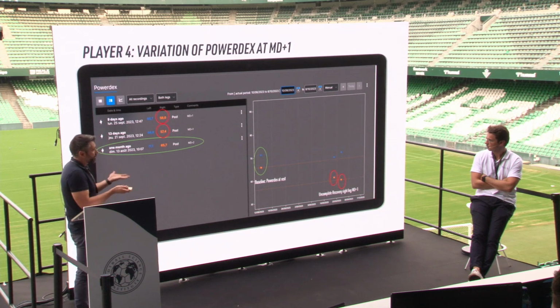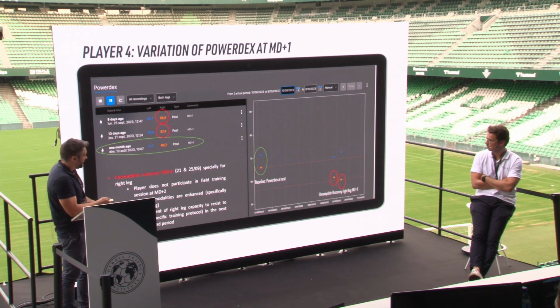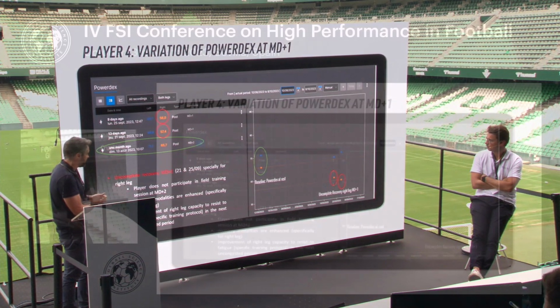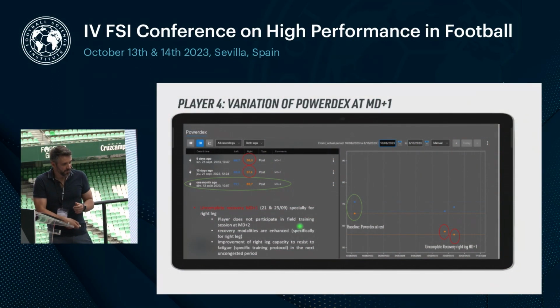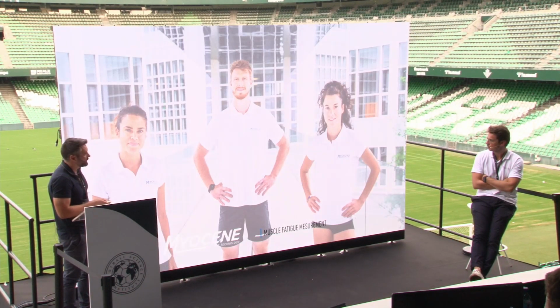So here we try to discover what happened. He didn't have a previous injury that explained this, but it happened, so he was not able to participate in match training session +2. We enhanced the recovery modalities, and of course we need to do something, maybe apply an intervention to increase the fatigue resistance of the right leg, but of course we cannot do it in the congested period. We will do it in the next uncongested period. Okay, and that's it. Those were the examples.